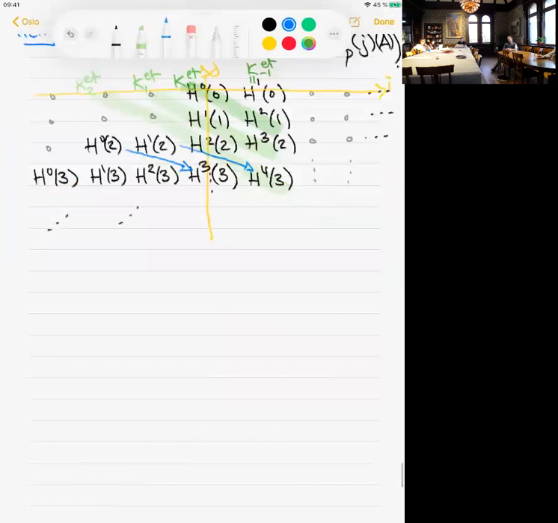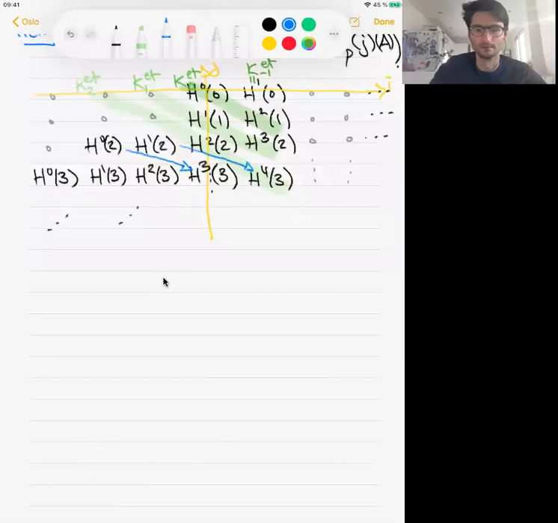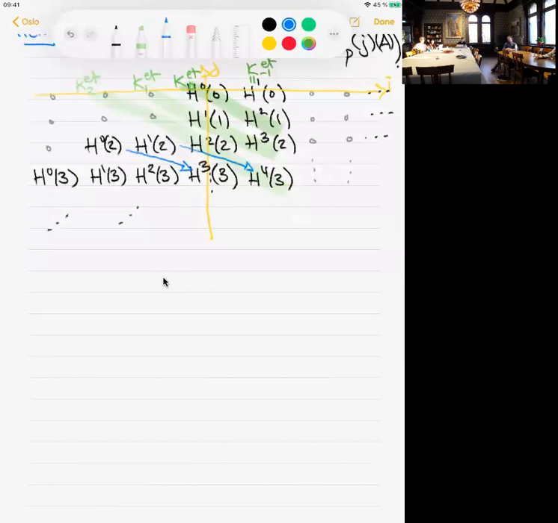Sorry, go ahead. There's a question in the chat. Are the differentials related to Steenrod operations? I don't know. Sorry, not a satisfactory answer, but that's an honest answer. I don't know.